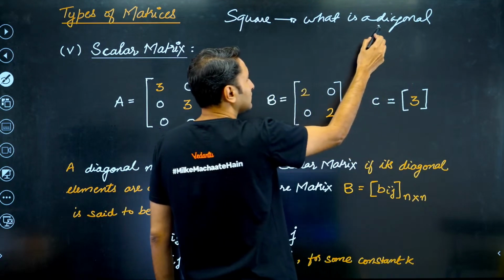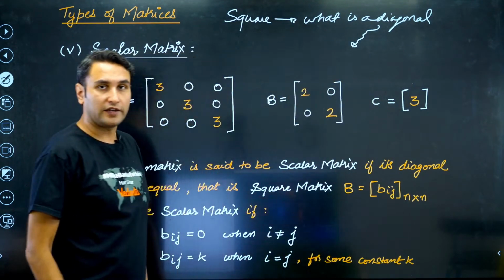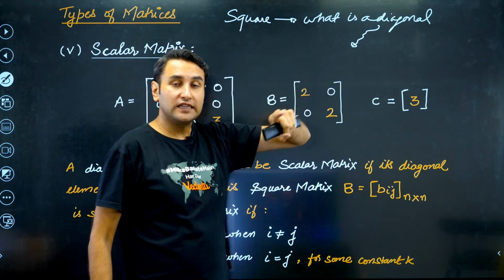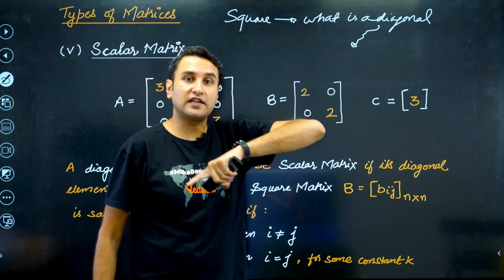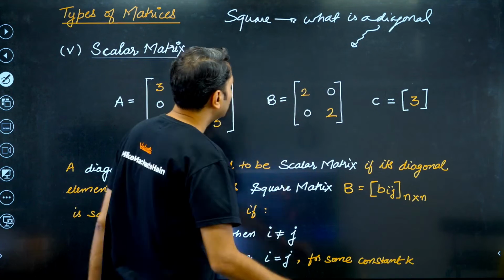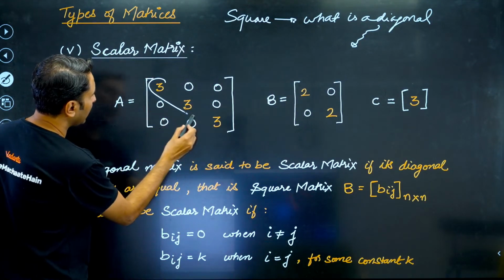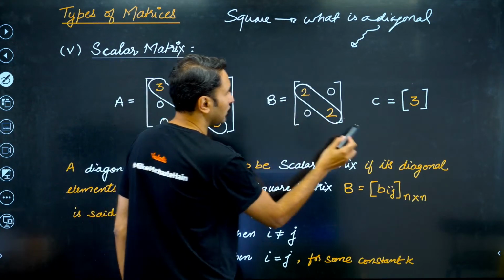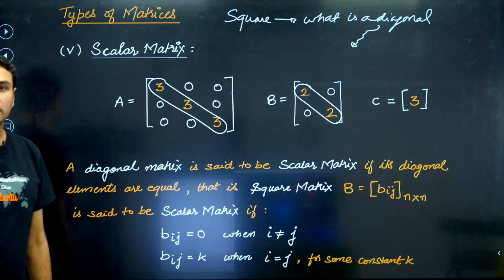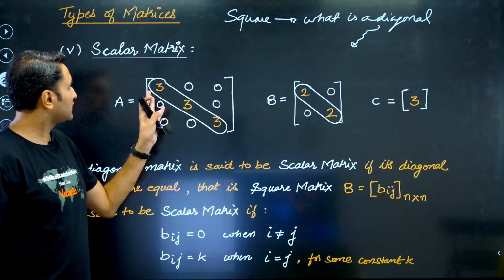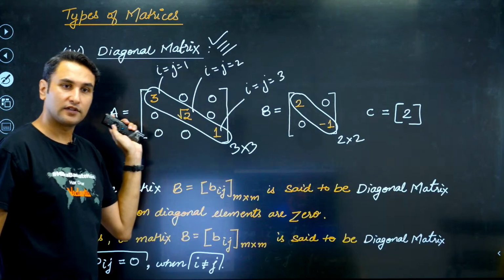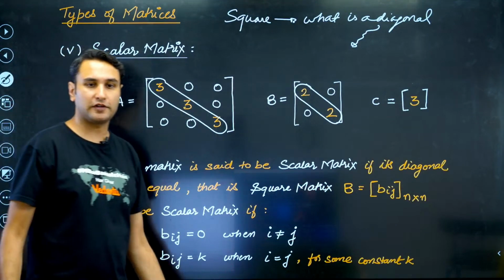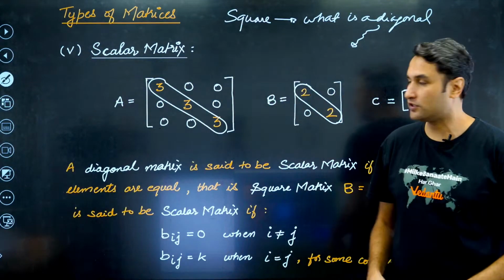Now based on the diagonal, if all the elements other than the diagonal are 0, it is a diagonal matrix. Now in the diagonal matrix, if all the elements are equal, we call it a scalar matrix. Simple. So a scalar matrix is a diagonal matrix, just that all the diagonal elements are equal. So what's the definition?